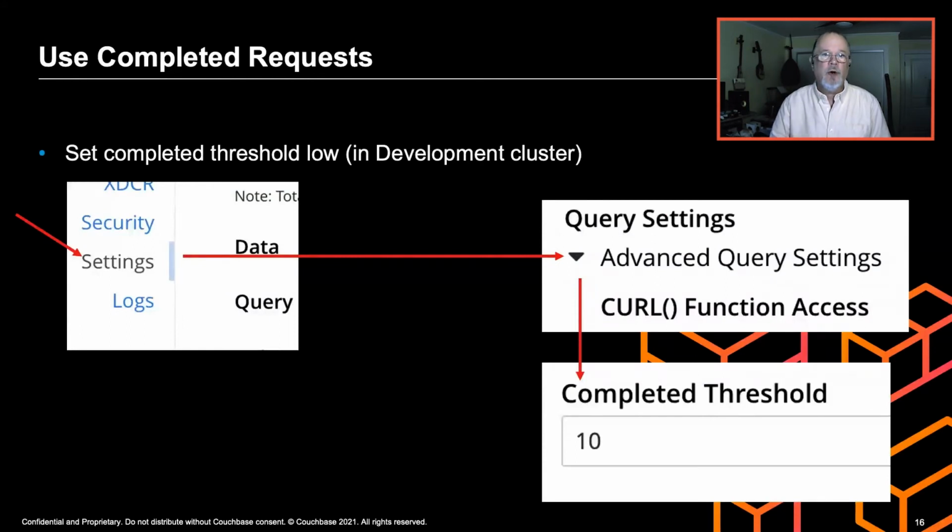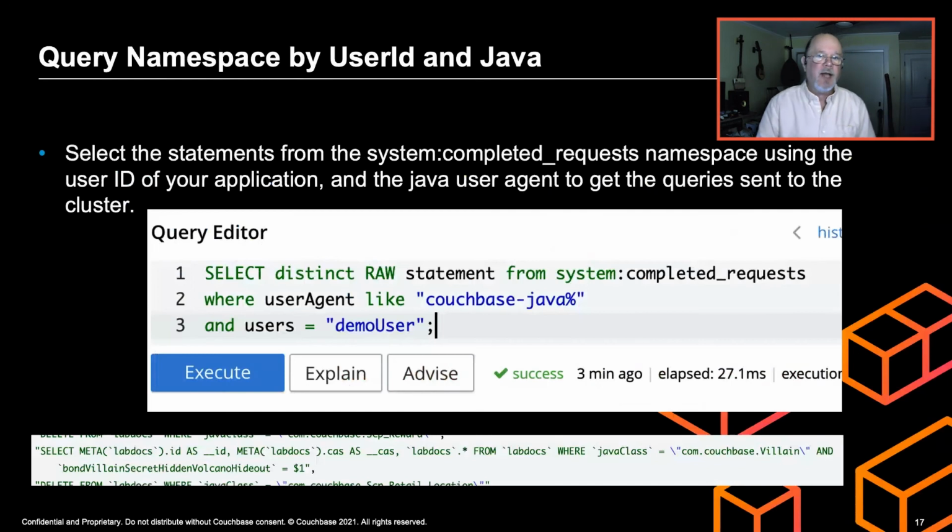So this will record in the completed request namespace any query that takes more than 10 milliseconds. You may have to set it even lower than this, depending on what queries you're trying to capture in there. You can set it as low as 0. That will record every single query in there, even those that are perfectly fine, have a good index, and don't need any further examination.